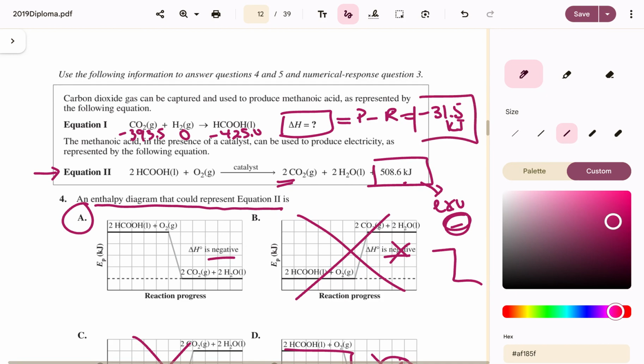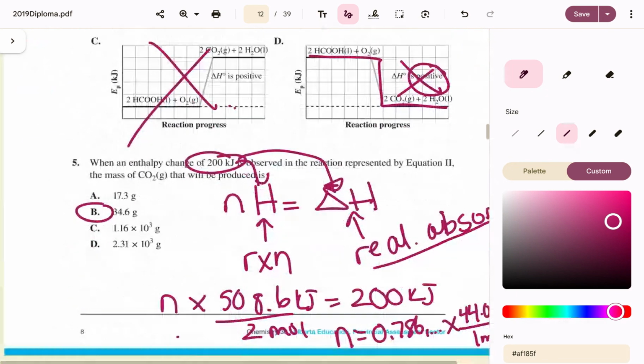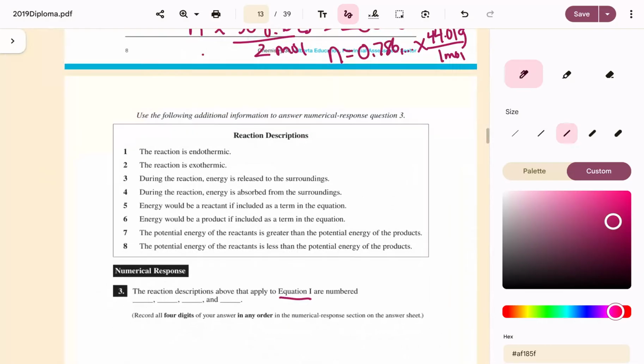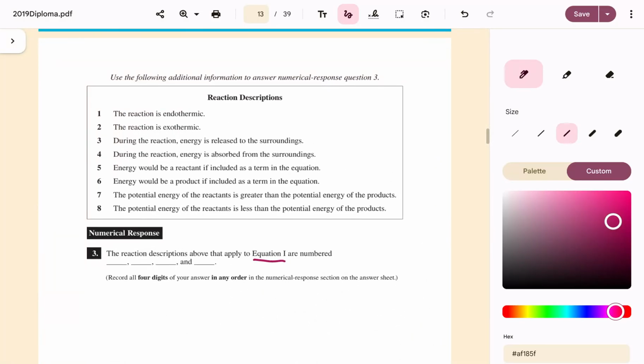So what we really want to get from here is that it's exothermic. So we do that quick calculation, we determine that it's exothermic, and then we can start answering the questions based on that. So in exothermic, you release energy to your environment, not absorb. Energy would be included as a product, not a reactant. And then if it's exothermic, that is where we have the drop.